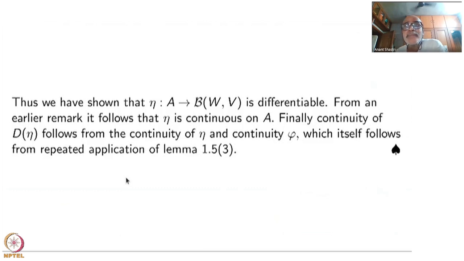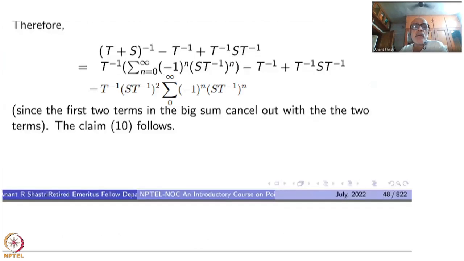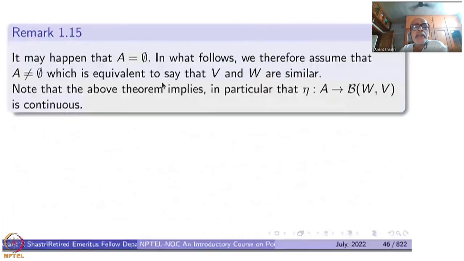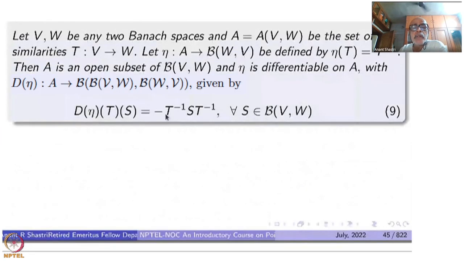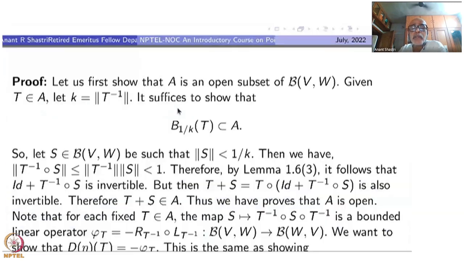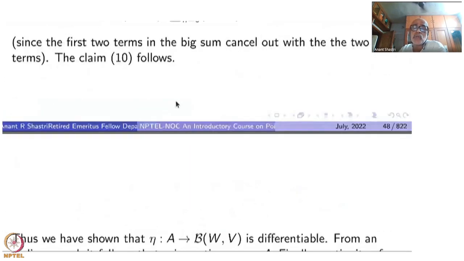Okay? Eta is continuous. How to show that d eta is continuous? Now we have a formula for d eta. Look at the formula. The formula says d eta is given by T inverse phi T inverse. Sorry, minus T inverse on the left, T inverse on the right. Okay? So there is a minus sign, doesn't matter. So is this continuous? That's phi T for us, right? T going to T inverse is continuous. Multiplication is continuous. Left-hand side is continuous, and so on. This is what we are seeing. Therefore, continuity of eta, d eta also follows.